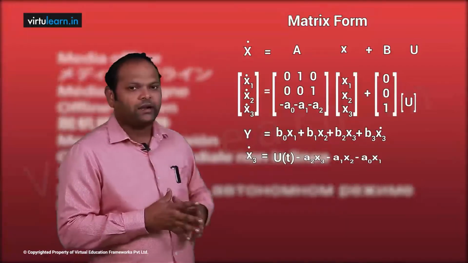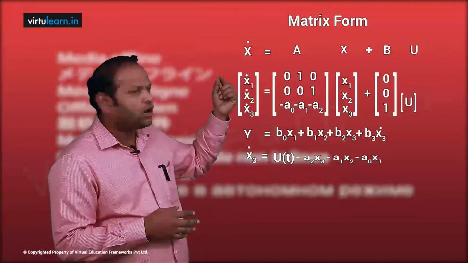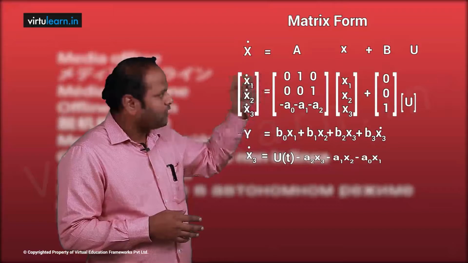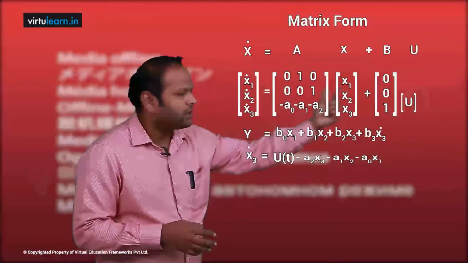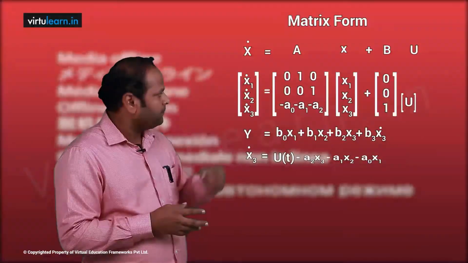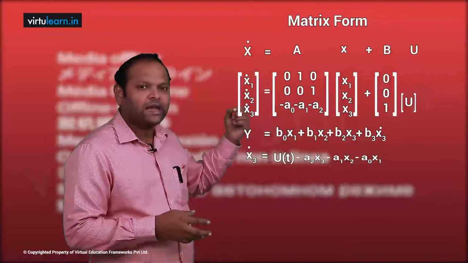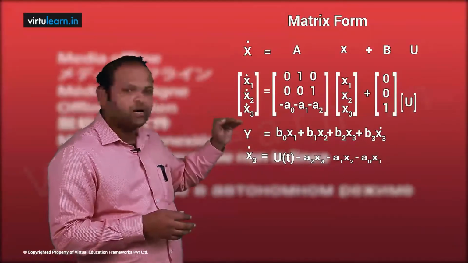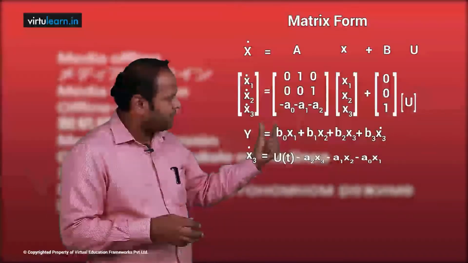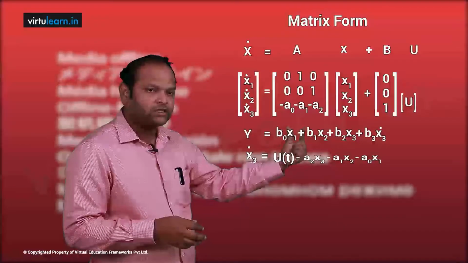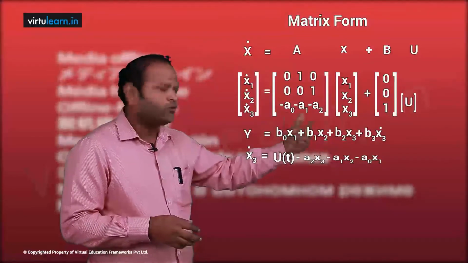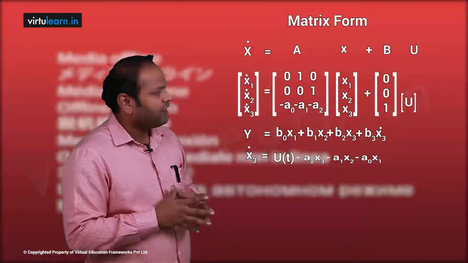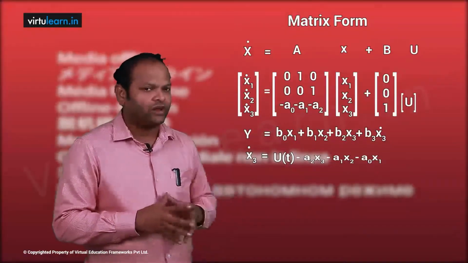Then how to make the entries? Look at the equation first. x1 dot is x2, therefore I have 0, 1, 0 and there also 0, only x2 we have. What is x2 dot? We have only x3, so 0, 0, 1, again there is 0. Now what is x3 dot? Then we have the coefficient for x1 is minus a0, minus a1 for x2 and minus a2 for x3, and finally we have 1 there because input u is available.